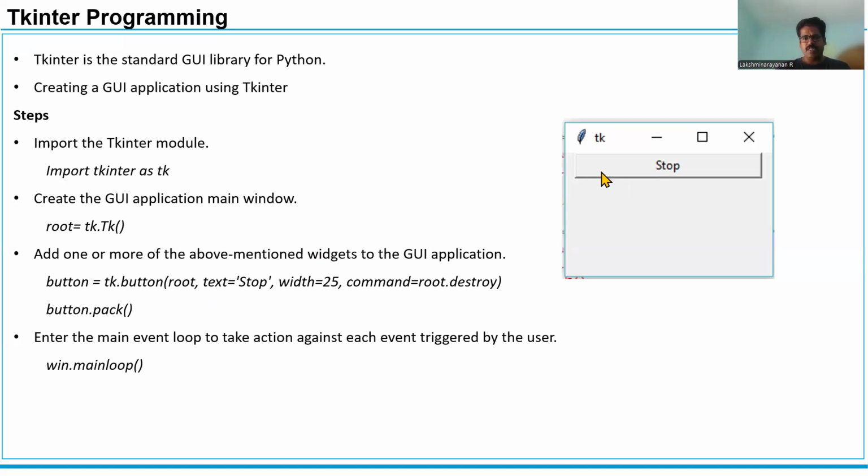Then the text here, we are creating the text button as a stop, and the widget size is 25. And the command is, when you click this stop button, it will destroy the whole window, instead of pressing this close button. When you press the stop button, it will close the whole window. We call it root.destroy. Then we are running that main loop until it stops the main function, so it will keep on running. So this is a simple main program, a Tkinter basic program.